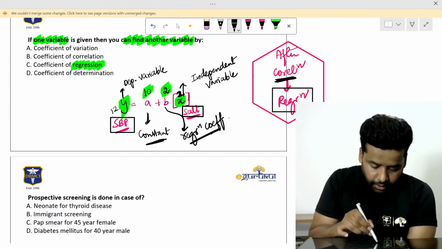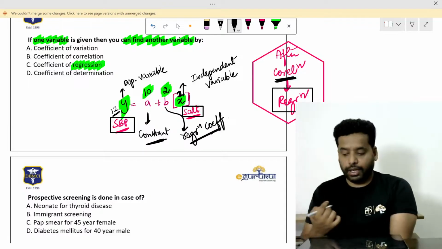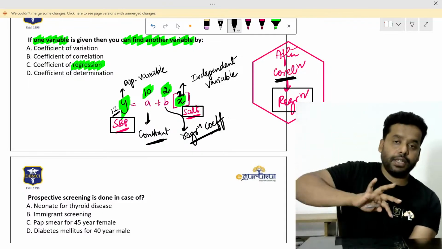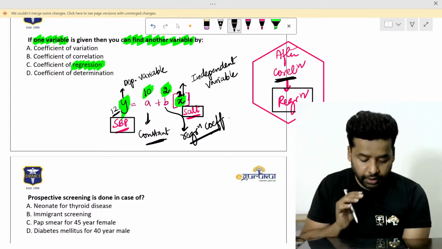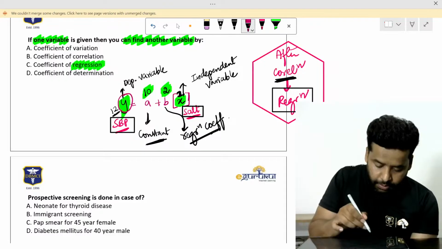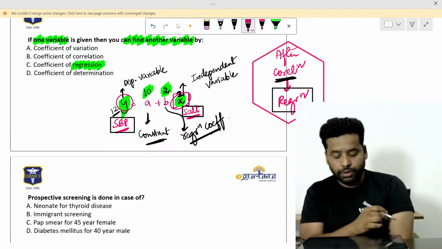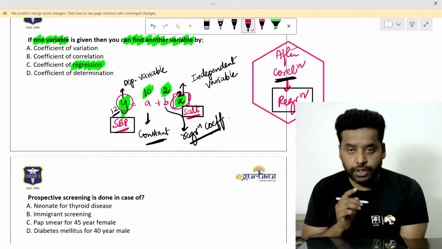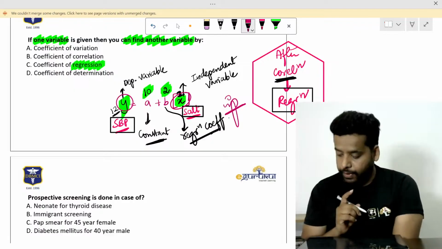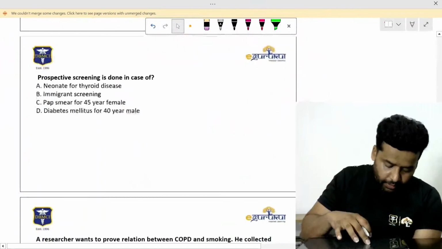This much difference will occur. So you can counsel the patient that if you increase your salt intake by 1 gram, your BP can change by this much. This is the use of regression: to predict the amount of change in Y with respect to X. Very important. Very, very important question.